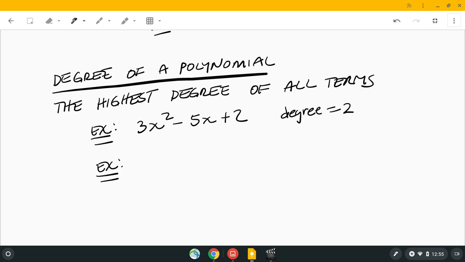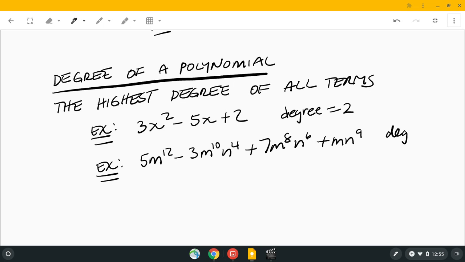If I have this one, suppose that I have 5m^12 minus 3m^10 n^4 plus 7m^8 n^6 plus mn^9. Okay, so if I take a look at the degree of each term, the degree of this term is 12. The degree of this term is 14. The degree of this term is also 14. And the degree of this one is 10. So the highest was 14. So the degree here would be 14.